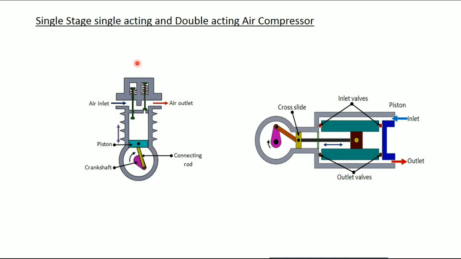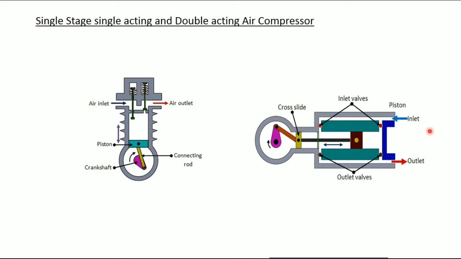The single stage single acting compressor is this one. It is just like a piston, connecting rod and crankshaft. It has a cylinder and two valves, an inlet and an outlet valve. When the piston moves from TDC to BDC, suction takes place, so the air comes inside the compressor. Then when the piston moves from BDC to TDC, the air gets compressed, and after reaching its pressure, this valve opens and the air is sent out. This is single stage, single acting.